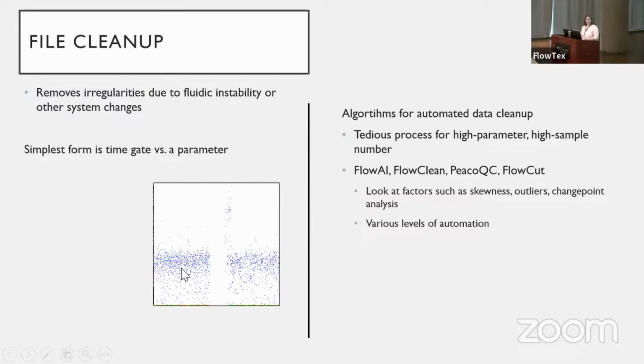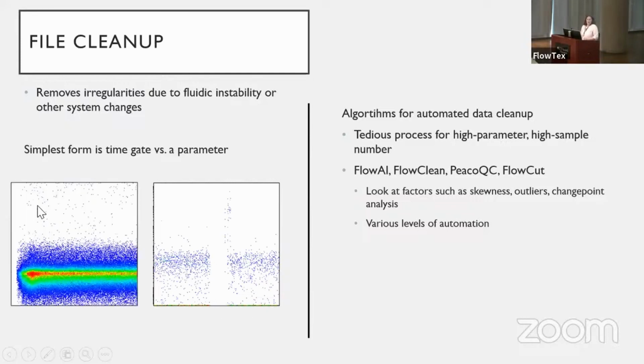So you can see that if we're going to use a time plot, the easiest thing to do is take a parameter and plot it versus time. And you can see that at the beginning, we actually have a lot more cells coming through. So we're probably going to go ahead and just gate once the stream has stabilized.